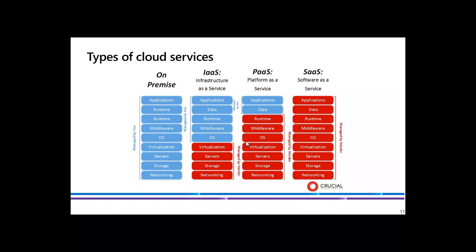And next is platform as a service. In this case, you have to manage only the application and the data, and the rest of the things are managed by the cloud service provider. And when you come to the last one, software as a service, everything is managed by the cloud service provider. So you don't need to worry about any of that. You just need to use it for your purpose.